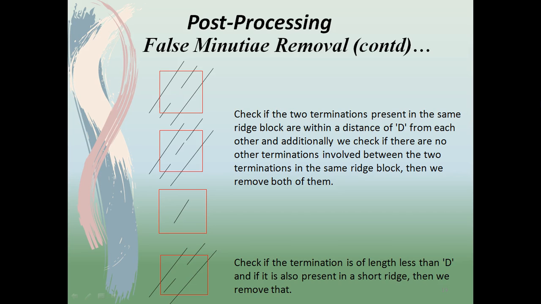Now let's talk about the last false minutia point. The condition for that is if the termination is of a length less than t, which is the inter-ridge width, and if it is also present in a short ridge, then we remove that. So as you can see, we have 4 different conditions which take care of the 7 different false minutia points.